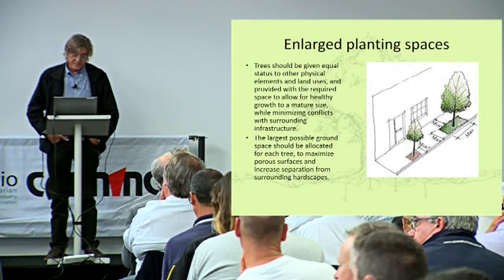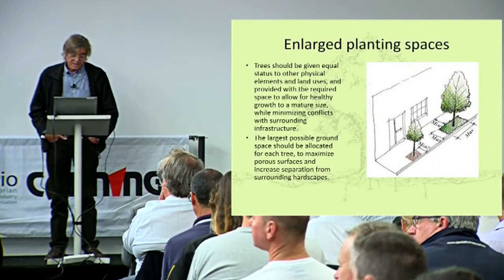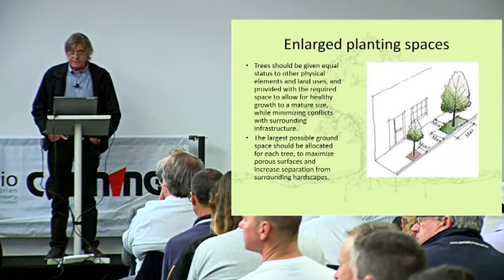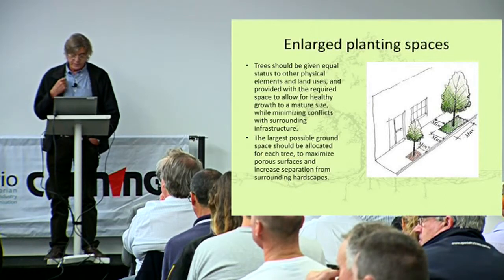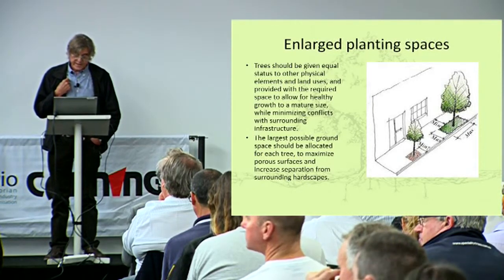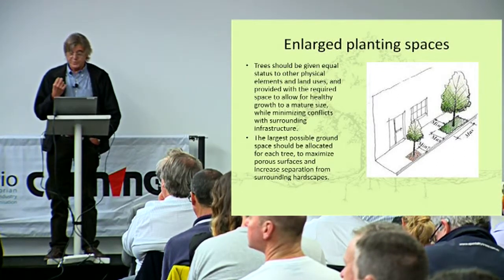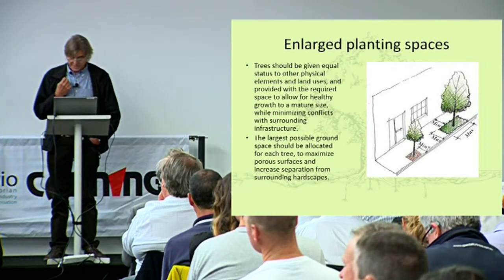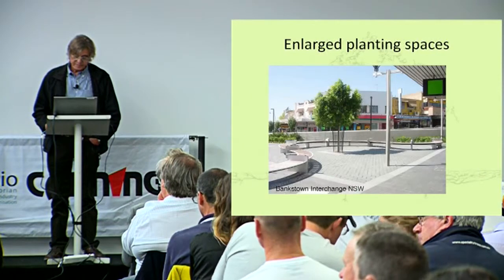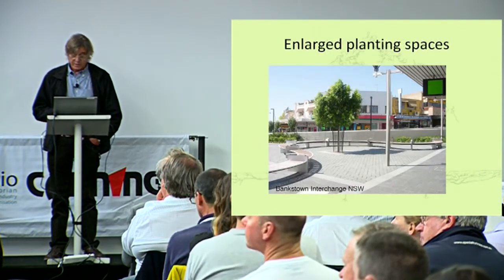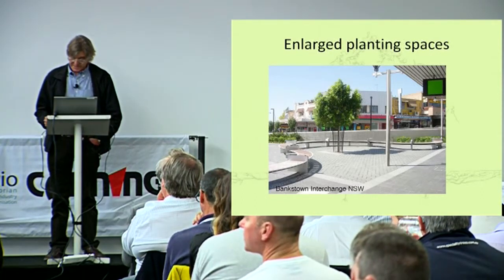So, enlarged planting spaces. As I said before, trees should be given equal status to other elements of the design of, say, a street. They should have equal status to other things like the demands of traffic and pedestrians and underground services. So we should try to allocate the largest possible space above ground, which maximises the soil volumes and also maximises the amount of porous space and increases separation from hardscapes. So come back once again to that photo about providing maximum planting space in the actual design of the streetscape.